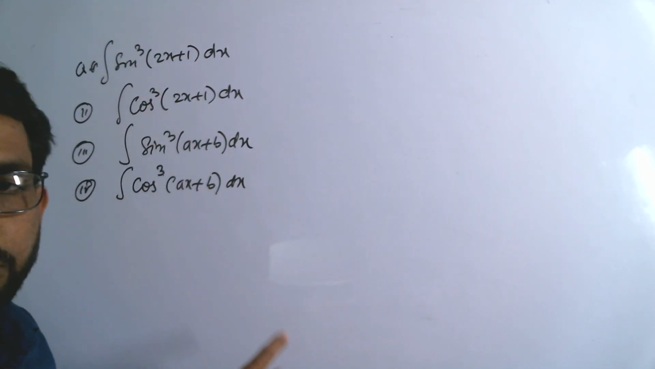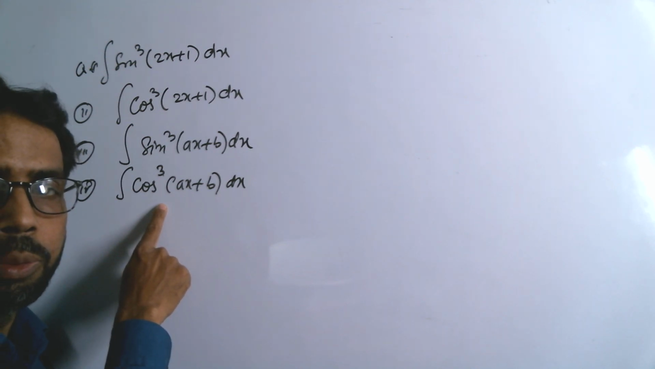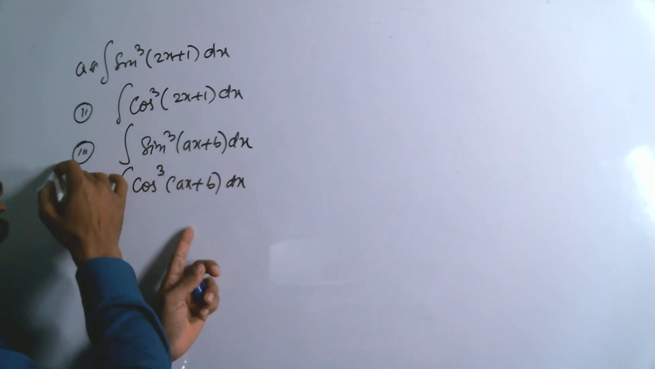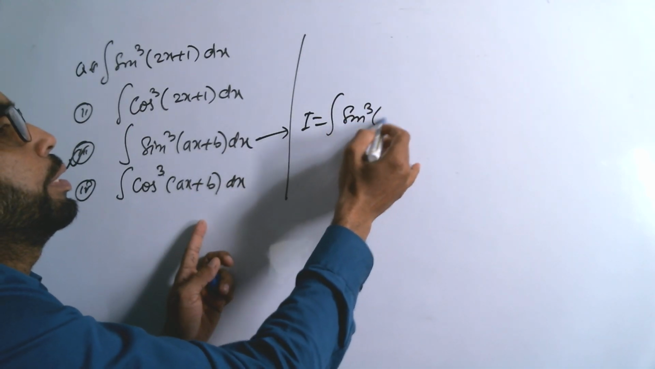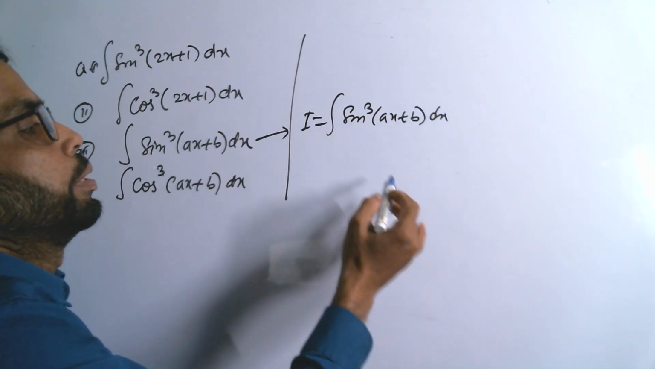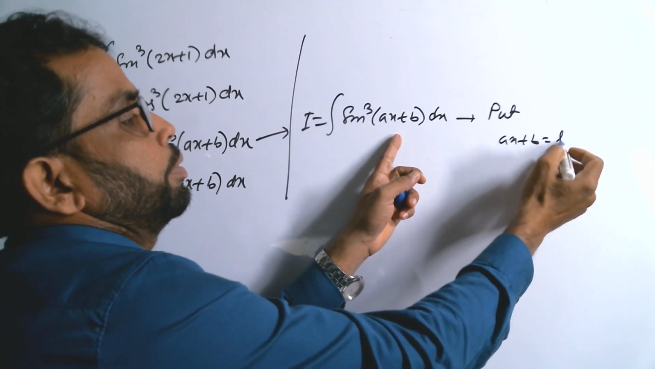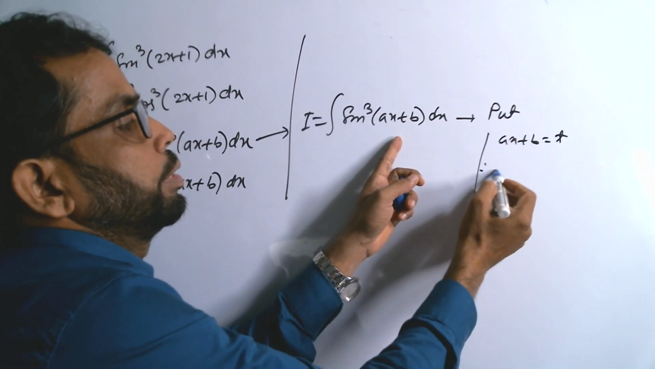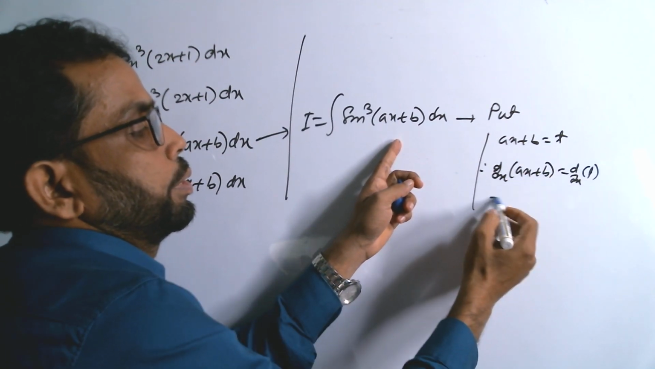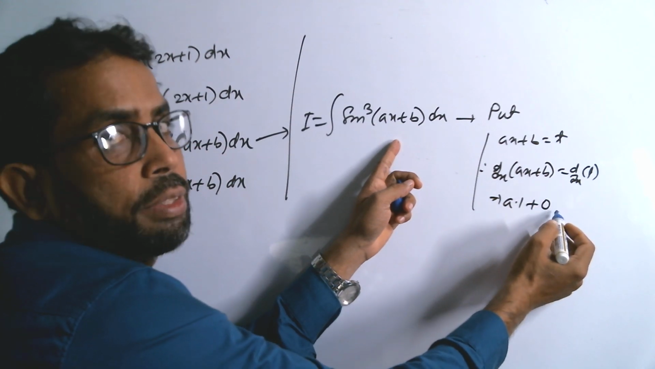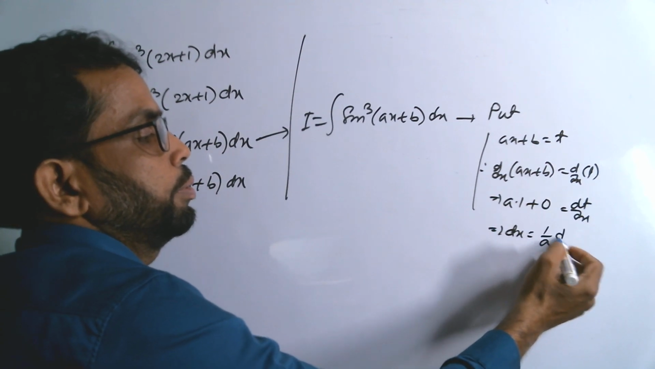Now for these questions, all the 4 questions I have taken here are under sine cube and cos cube only. Now let us integrate one question. This one, integration of sine cube ax plus b. Then at first we will do substitution. Ax plus b is equal to t. We will do substitution at first, and therefore d by dx of ax plus b, substitution method we are doing. Then a into 1 for x, b has no x, differentiation 0, is dt by dx. Then dx is converted to 1 by a into dt.